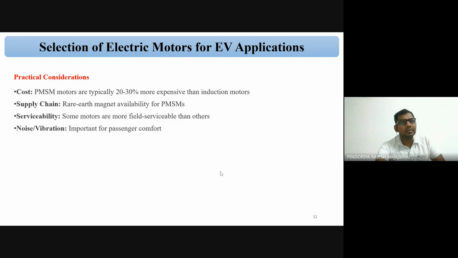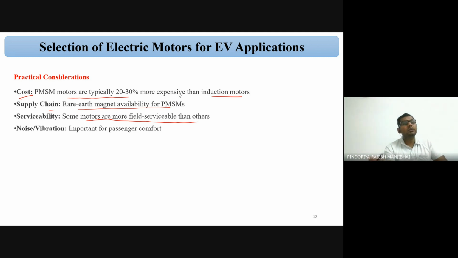So, practical considerations. The first one is cost. That is the most important thing. PMSM motors are typically 20 to 30% more expensive than induction motors as well as BLDC motors. Okay. Supply chain: there is the rare earth magnet availability for the PMSM, so from where are you getting the raw material? Serviceability: some motors are more field serviceable than others, correct? It is not like you have to service the electric motor every month. That is not acceptable for people.